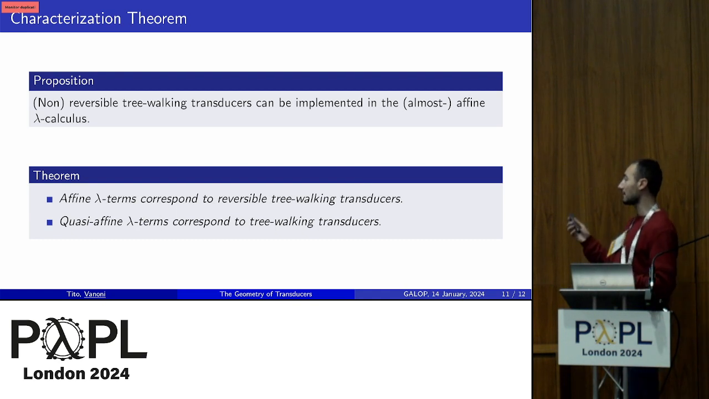characterization theorem that says that affine lambda terms correspond to reversible tree walking transducers, while quasi-affine lambda terms correspond to tree walking transducers. So we have a neat characterization because these two classes of lambda terms are very natural somehow. The affine lambda calculus is very natural, and giving the possibility of copying terms of ground type is very natural too. And we have that augmenting the lambda calculus with these features gives rise to this characterization of tree transducers.